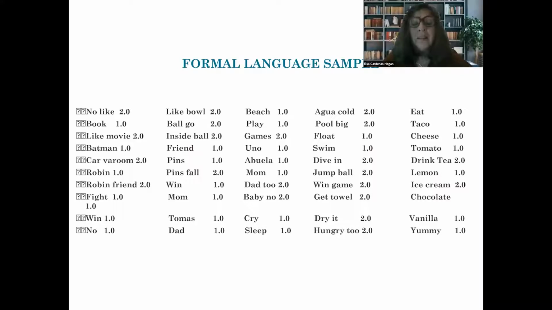So I looked right here and I saw some 2-word responses. No, like movie, like bowl, jump ball, win game, get towel. Oh, that gave me an idea. If I were to add a pronoun such as I, I could get him to say, I like movie, I jump ball, I win game, I get towel. And that's exactly what I did. We're going to start on that pronoun I. It's all about you. So we started on I, and then I did he and she.